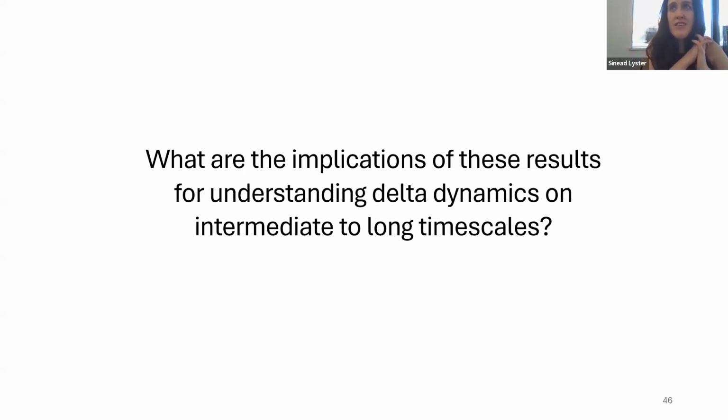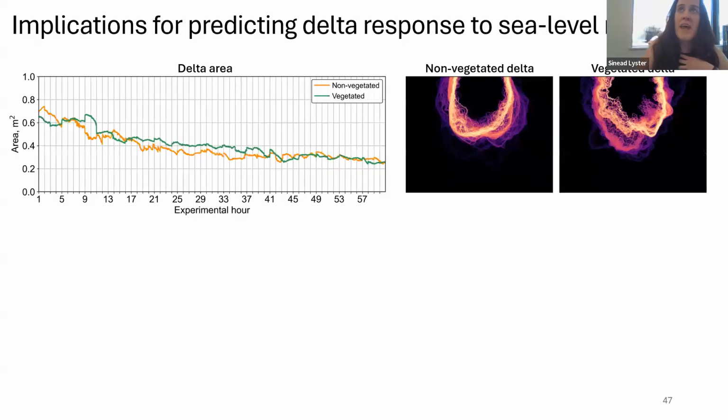But just to summarize some of the implications of what we found. So everything that I've observed from these experiments, how does that help us understand delta dynamics on intermediate to long time scales? So just some implications for predicting delta response to sea level rise. I can bring back this plot of delta area and this heat map of our shoreline contours through time.